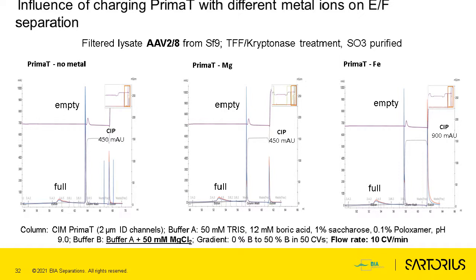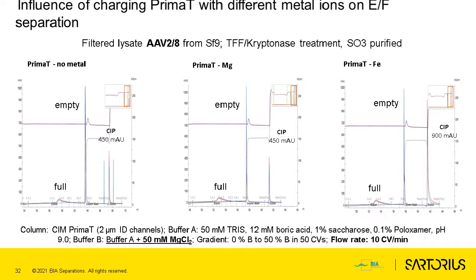And we can see here in this chromatogram that we are really able to separate full baseline from the empty. The separation is done in magnesium gradient. We run gradient from buffer A to 50 millimolar magnesium chloride as buffer B with a very shallow gradient, and we see not only the full, but there is something which is kind of a tailing.